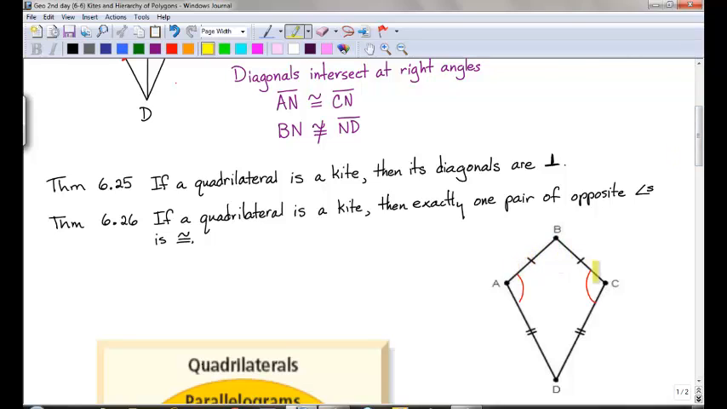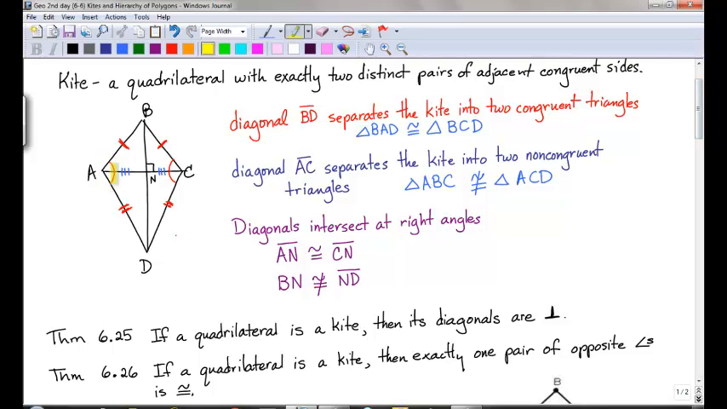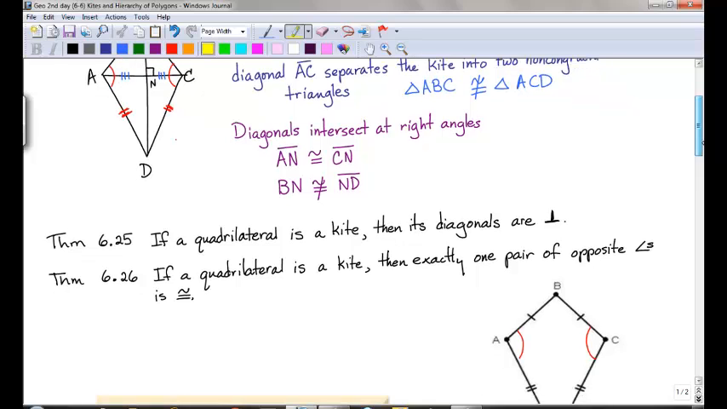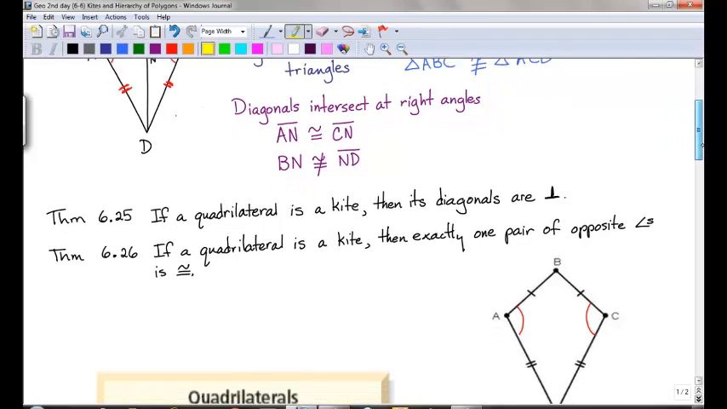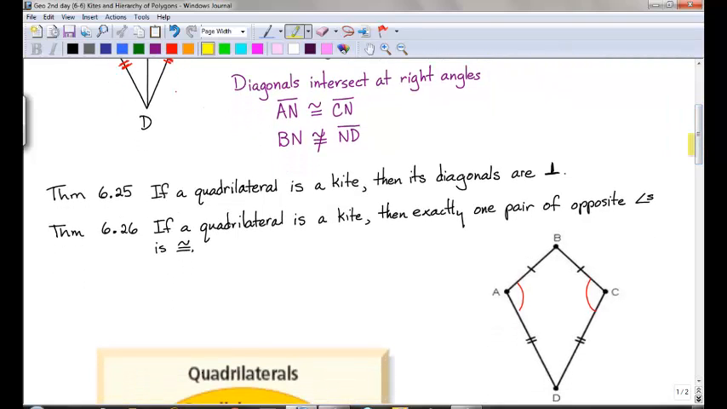If you have a kite, this angle is congruent to this angle. I also marked it up above on that picture. If you have this picture drawn, you could mark it here, and that's good enough. These two angles are congruent. That's theorem 6.26. If a quadrilateral is a kite, then exactly one pair of opposite angles is congruent. Is angle B congruent to angle D? No.